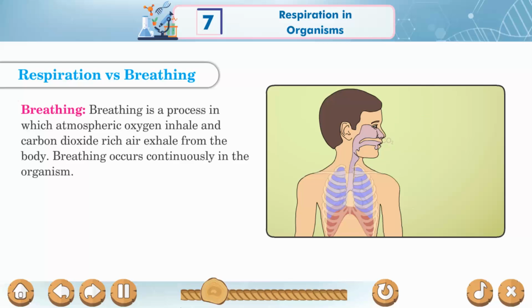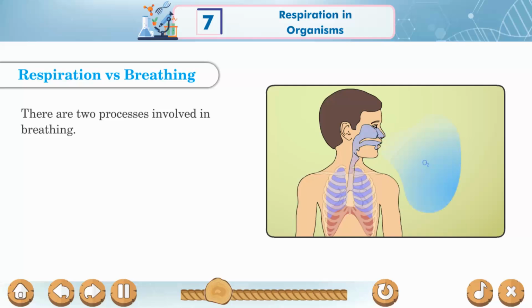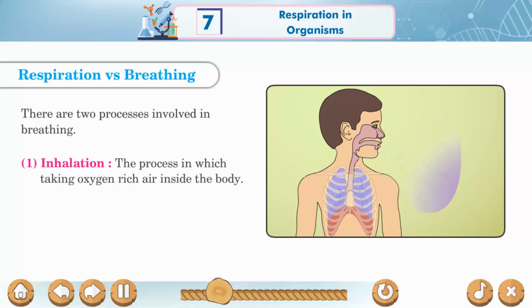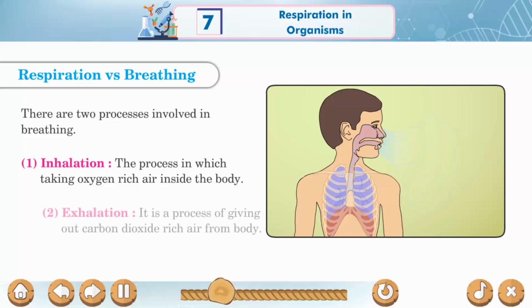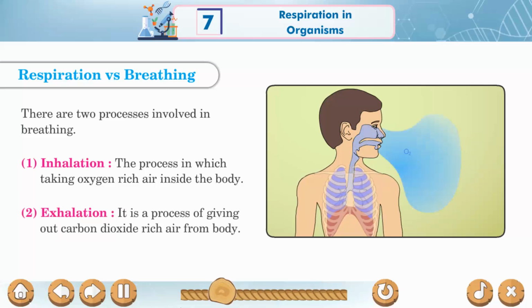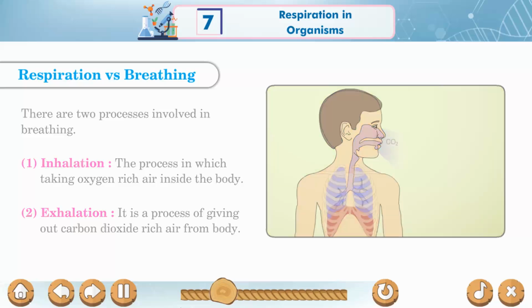Breathing. Breathing is a process in which atmospheric oxygen is inhaled and carbon dioxide-rich air is exhaled from the body. Breathing occurs continuously in the organism. There are two processes involved in breathing. 1. Inhalation, the process of taking oxygen-rich air inside the body. 2. Exhalation, the process of giving out carbon dioxide-rich air from the body.